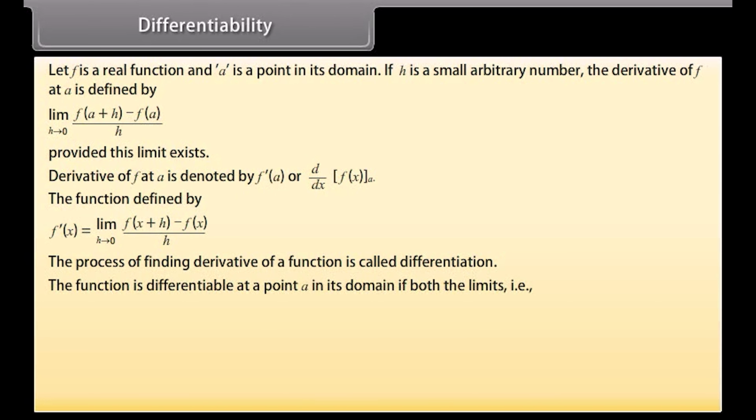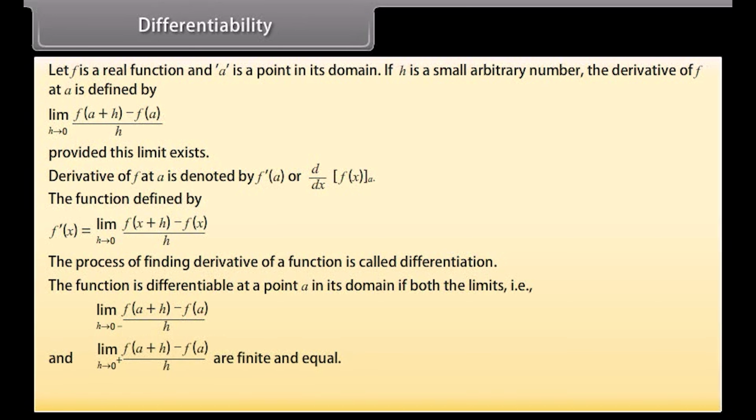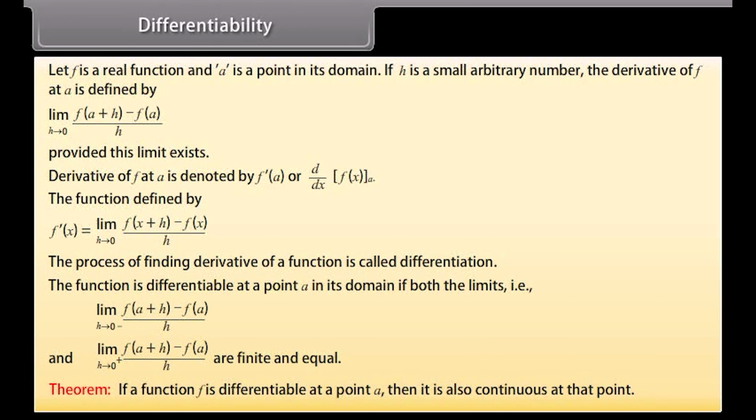The function is differentiable at a point a in its domain if both the limits, that is, left-hand limit and right-hand limit, are finite and equal. Theorem. If a function f is differentiable at a point a, then it is also continuous at that point.